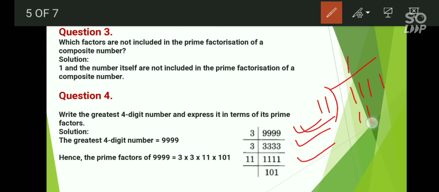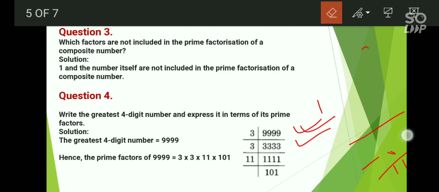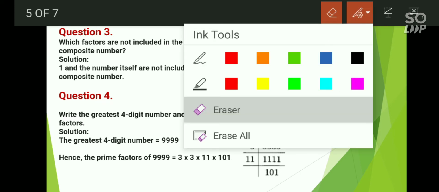11 ones are 11, remainder 0. Bring this 1 down. Since 1 is smaller than 11, put 0 here and minus 0. So 1, bring this 1 down again. Here we got 11 ones are 11. So our answer is 101. So 1111 divided by 11 is 101. Now the greatest four-digit number, 9999, has the prime factorization 3 into 3 into 11 into 101. That is the answer.